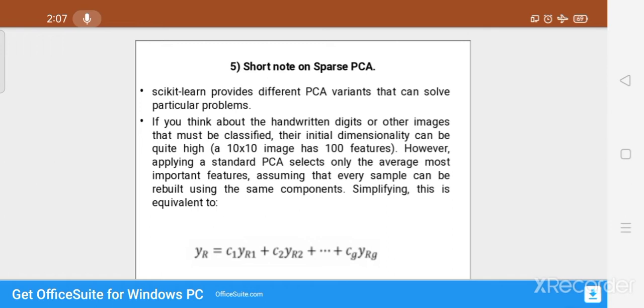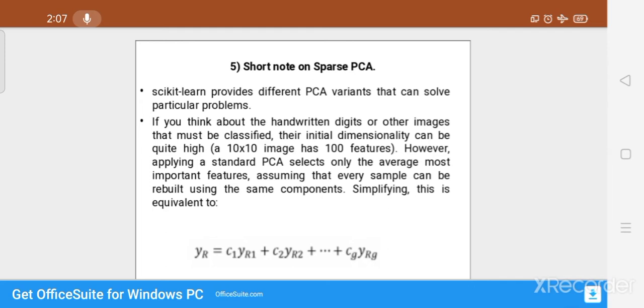At that place the problem of overfitting occurs. So to overcome the problem of overfitting we use principal component analysis. We have seen an example based on that also. Now here we are going to see sparse PCA.